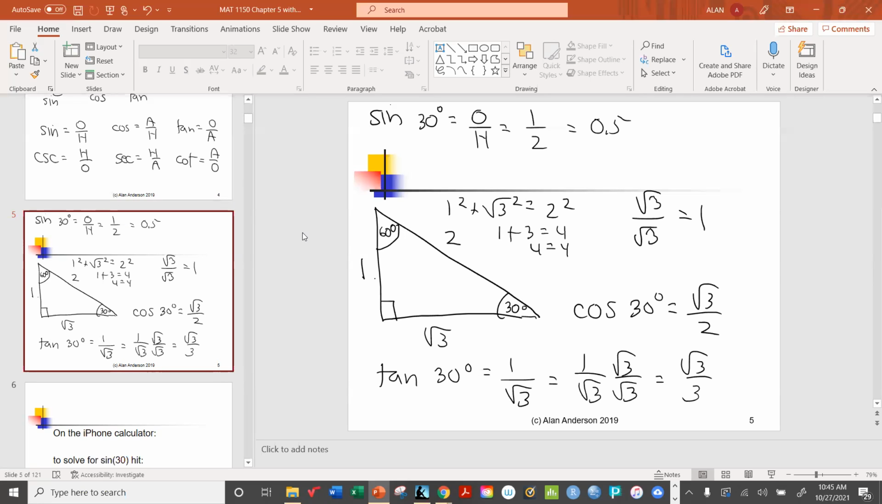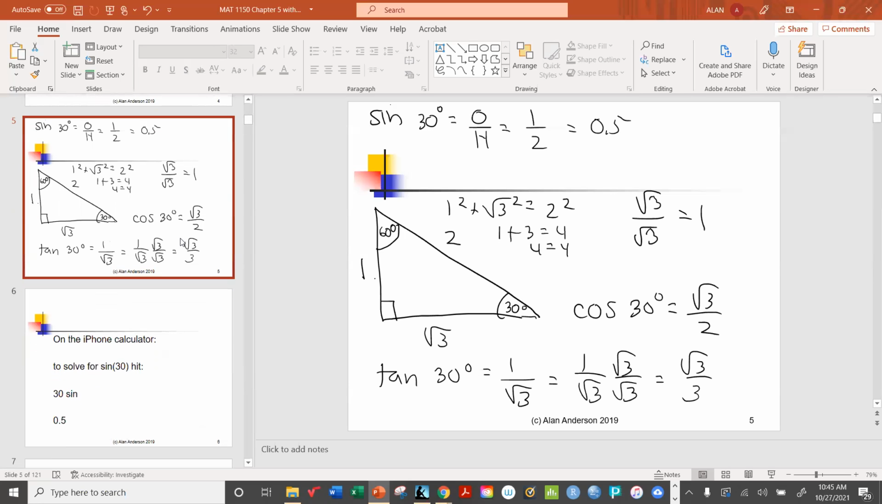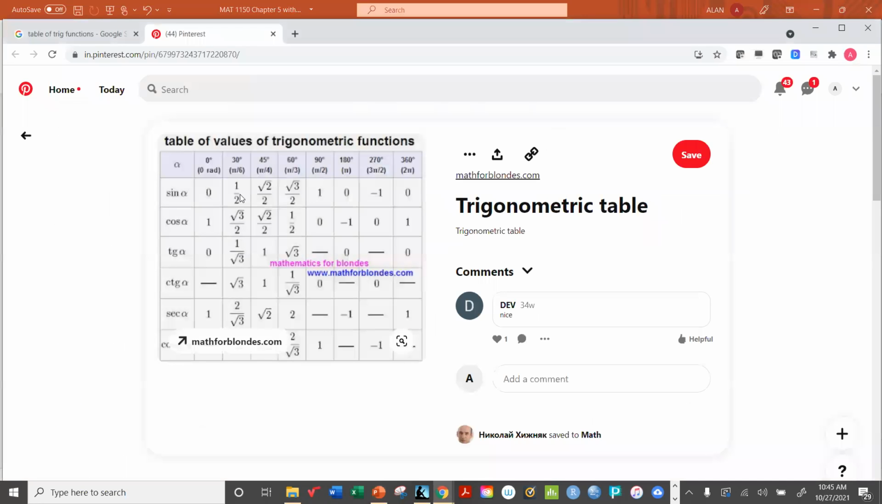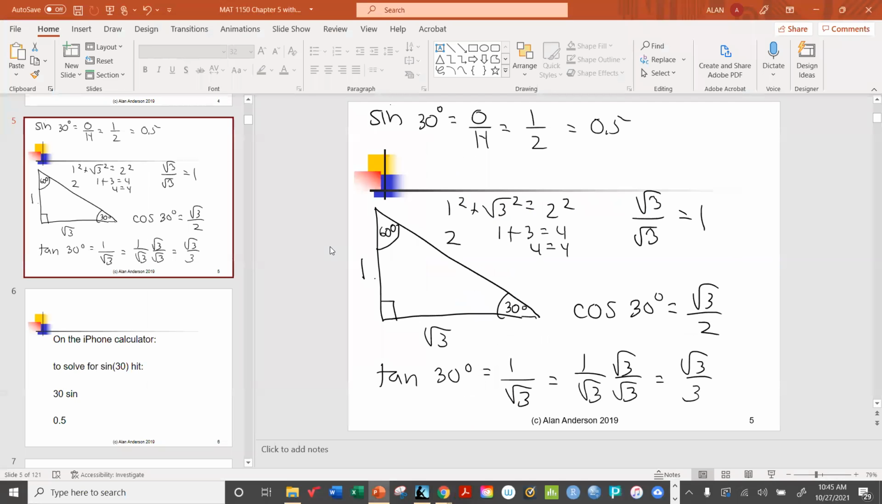And then, of course, you could do the same thing with 60. You could do the same thing with 90. Just be aware, though, that for some values, the tangent is undefined. According to this chart, the tangent of 90 is undefined.